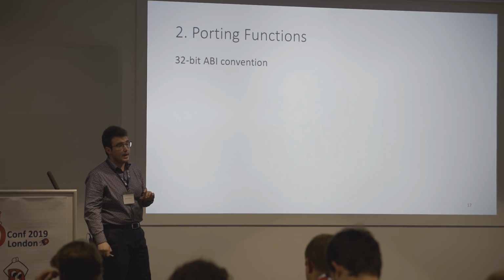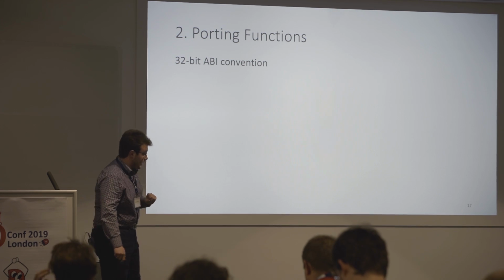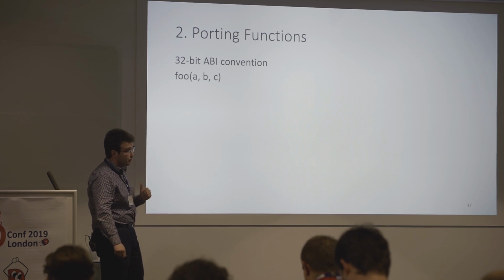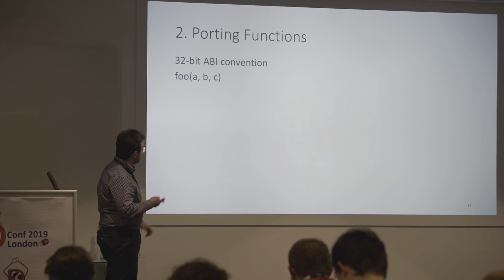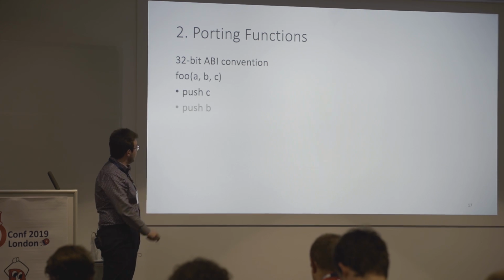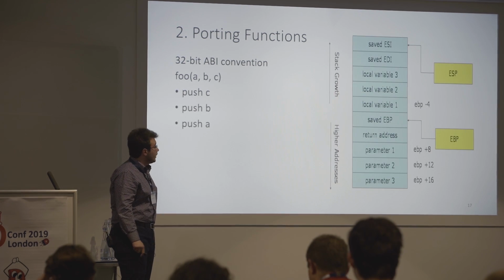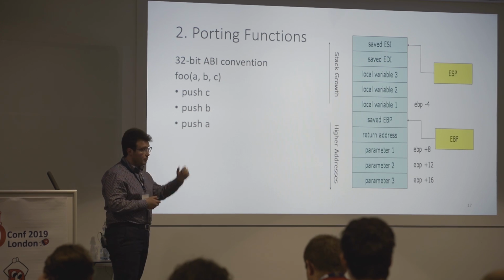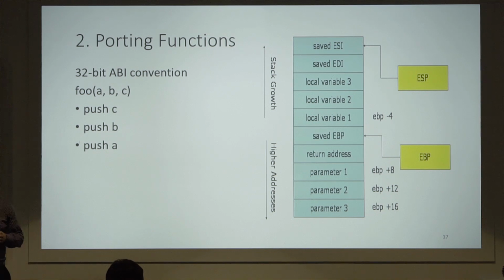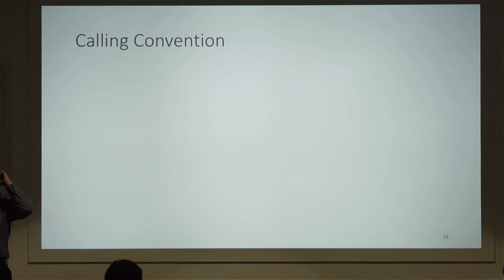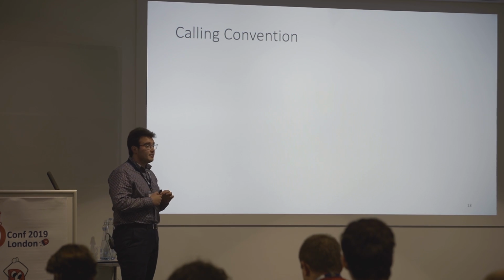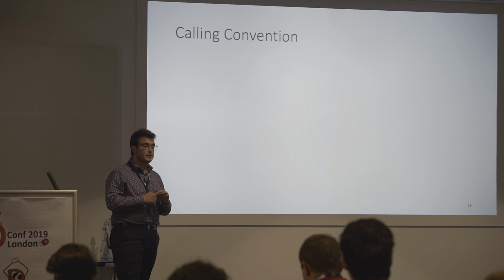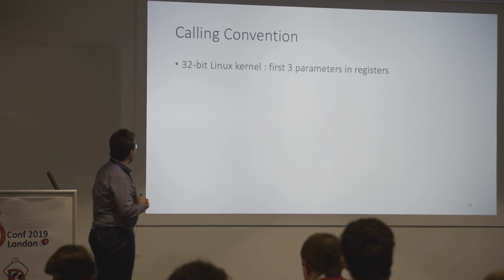The 32-bit ABI calling convention is that if you have a function foo with A, B, C, then the caller will place the parameters on the stack in the following order. And the callee will be able to access them as in the following figure. However, the parameter mismatch was caused by the fact that modern 32-bit Linux kernels are passing the first 3 parameters in registers as an optimization.